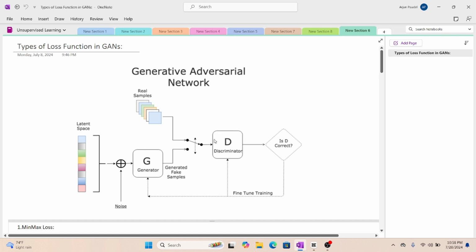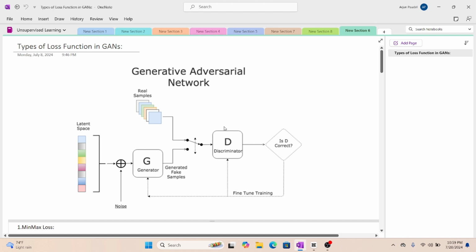So this is the discriminator and this is the generator, the two main components of the generative adversarial network. This is the sampling space or latent space, from where we sample the noise vectors and pass them to the generator, which generates some samples. And this is the real data set. We pass both the images or data to the discriminator, and the discriminator will predict whether it is real or fake.